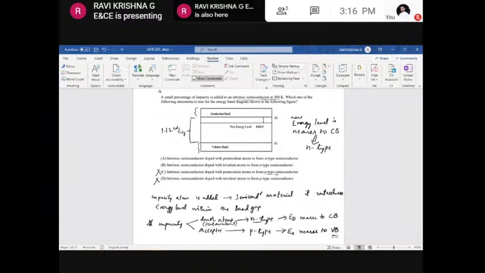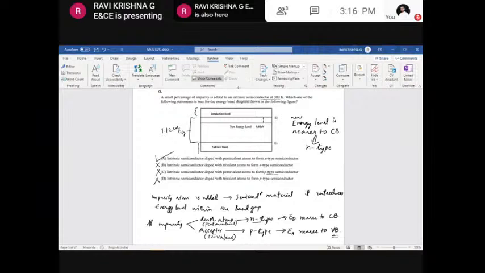Then only they are going to donate one electron. If we dope acceptor atoms, that doesn't lead to the n-type semiconductor, that leads to the p-type semiconductor, which means these acceptor atoms are trivalent atoms. So option B is not possible. The correct option for this particular case is option A, that is, the intrinsic semiconductor doped with pentavalent atoms to form the n-type semiconductor. Here it is very simple.